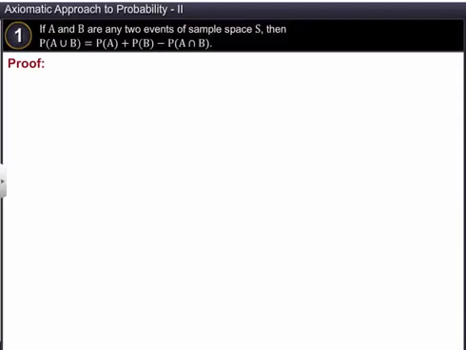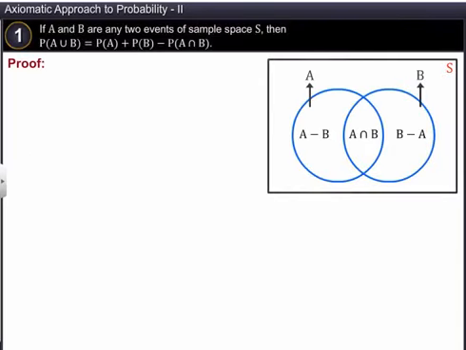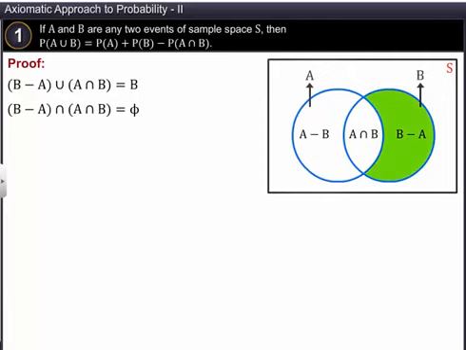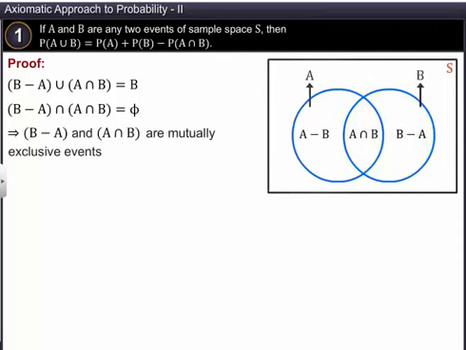Let's observe the figure. From the figure, we notice that B minus A union A intersection B is equal to B. Similarly, B minus A intersection A intersection B is equal to phi, which is a null set. It implies that events B minus A and A intersection B are mutually exclusive.